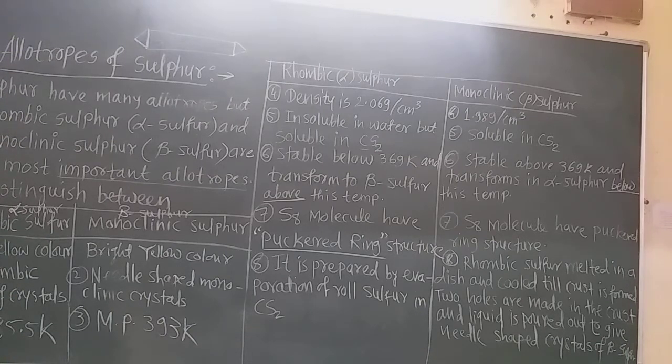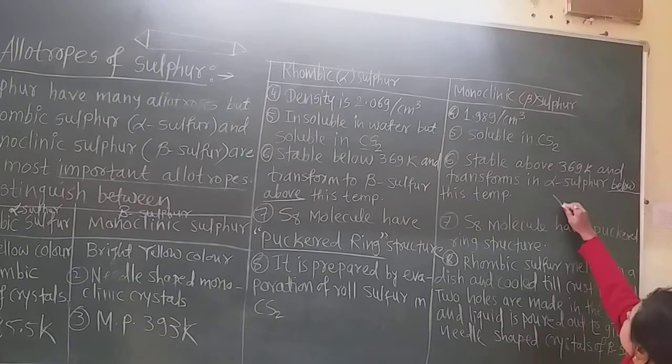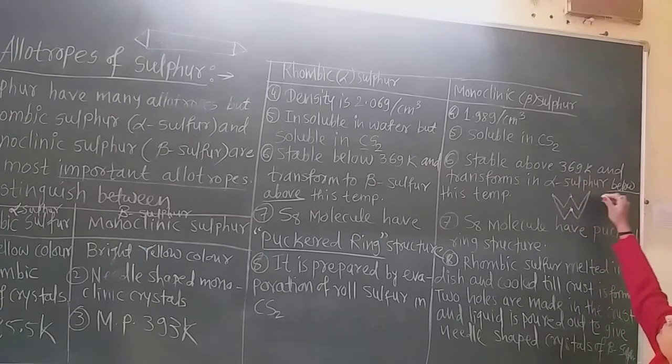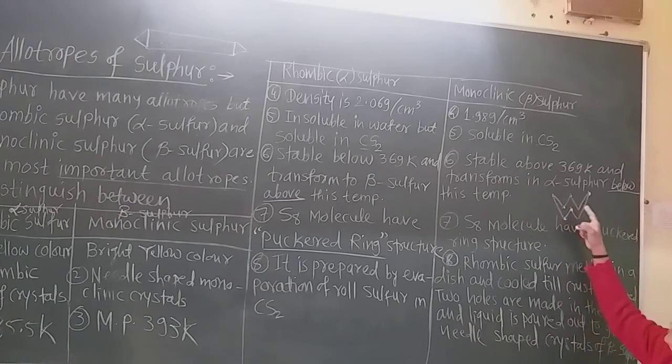And both the sulfurs, that is the alpha and beta sulfur, have a puckered ring like structure. Puckered ring structure, just like the crown of the queen. The molecules of both of the sulfurs have such a structure, that is the puckered ring. Now this is the molecular shape. Here at the corners of this crown or puckered ring, there are the sulfur atoms 1, 2, 3, 4, 5, 6, 7 and 8. Such a puckered ring structure is in both of the sulfur molecules, alpha and beta.